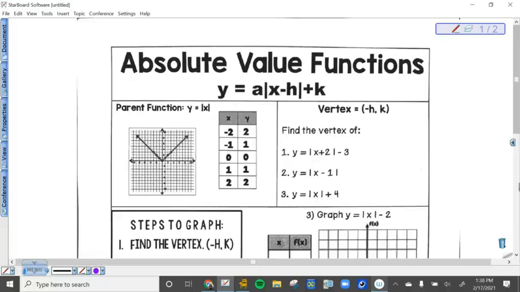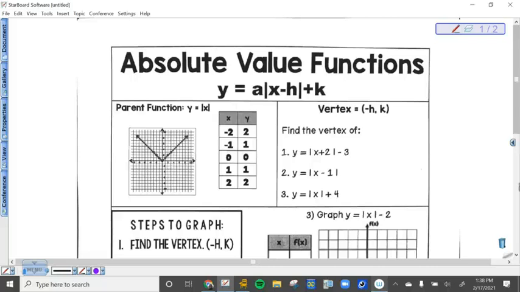So the parent function. Not parents, parent function. So it's going to be the first and foremost function, and then there's going to be different variations.